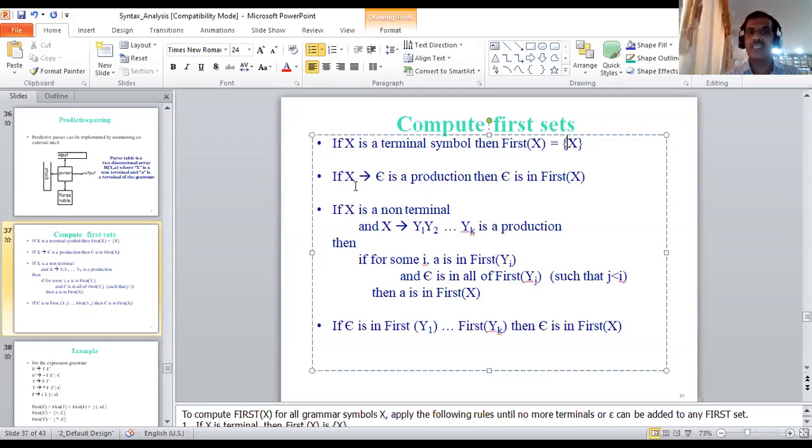If X is epsilon, then I'm going to include epsilon in the first set. Am I clear? Yes, sir.